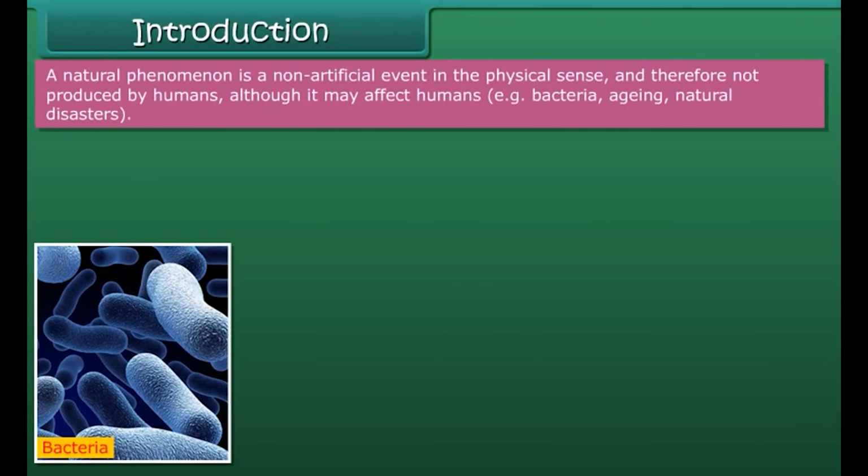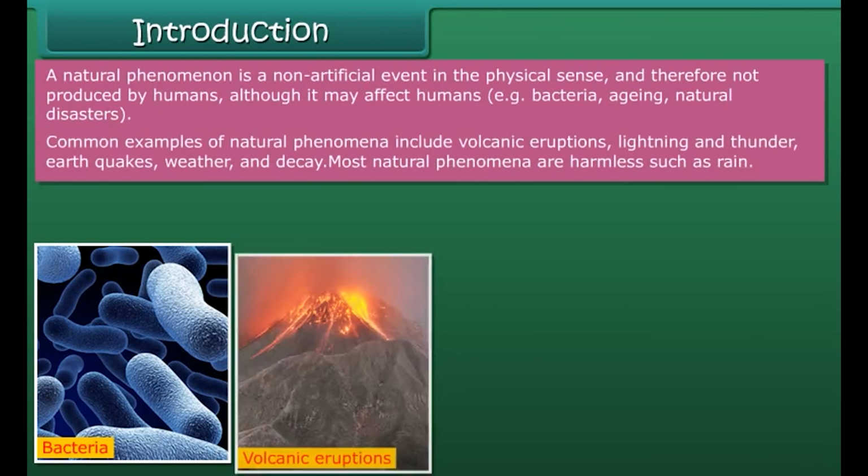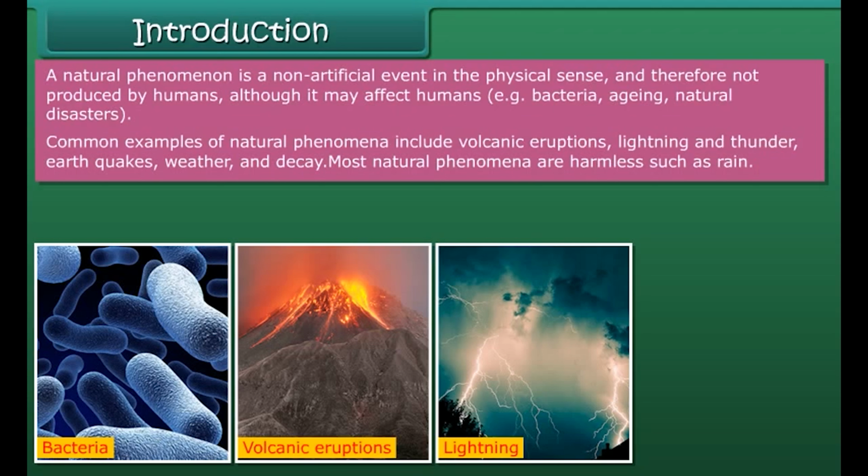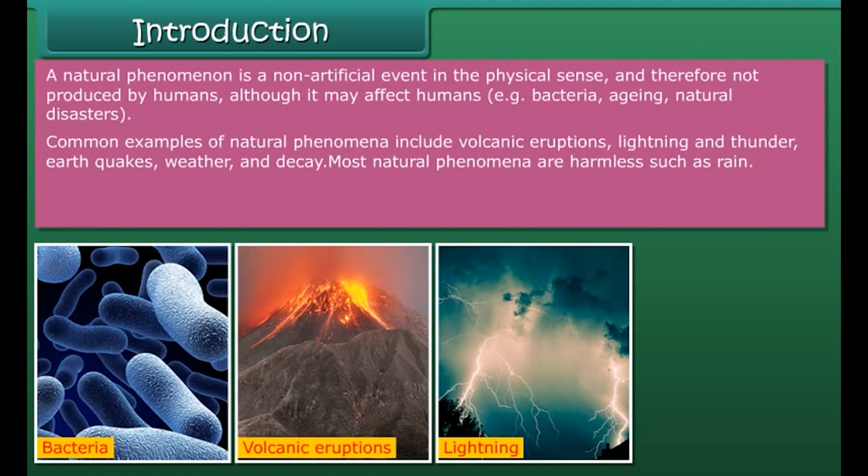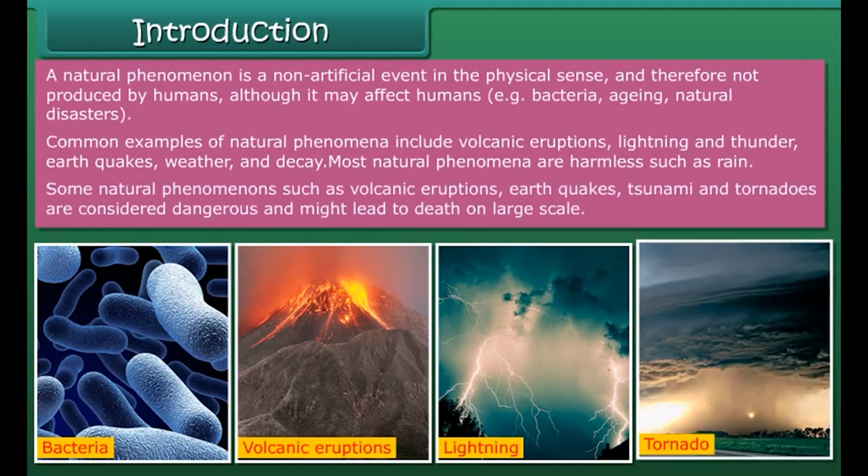A natural phenomenon is a non-artificial event in the physical sense and therefore not produced by humans, although it may affect humans, that is, bacteria, aging, natural disasters. Common examples of natural phenomena include volcanic eruptions, lightning and thunder, earthquakes, weather and decay. Most natural phenomena are harmless, such as rain. Some natural phenomena, such as volcanic eruptions, earthquakes, tsunami and tornadoes, are considered dangerous and might lead to death on large scale.